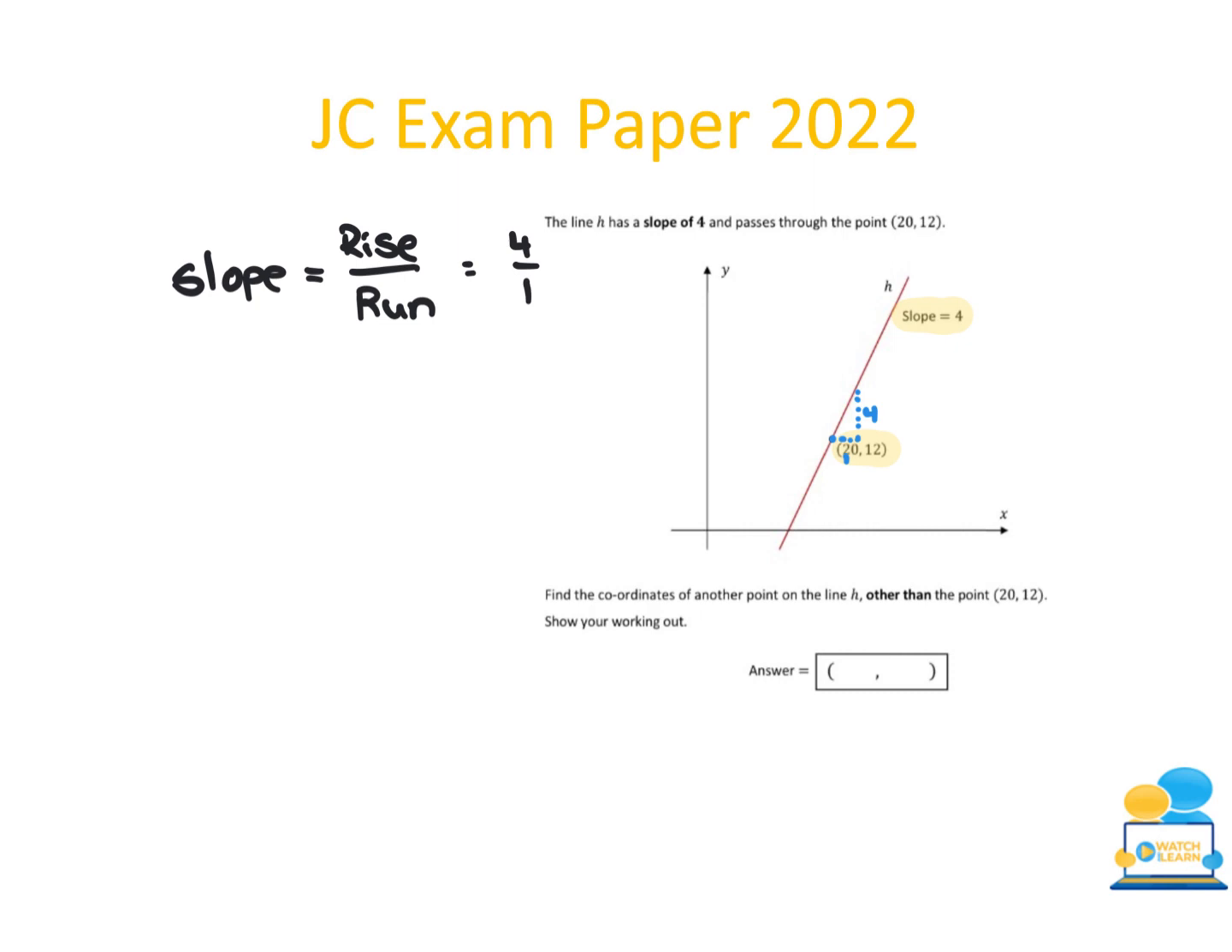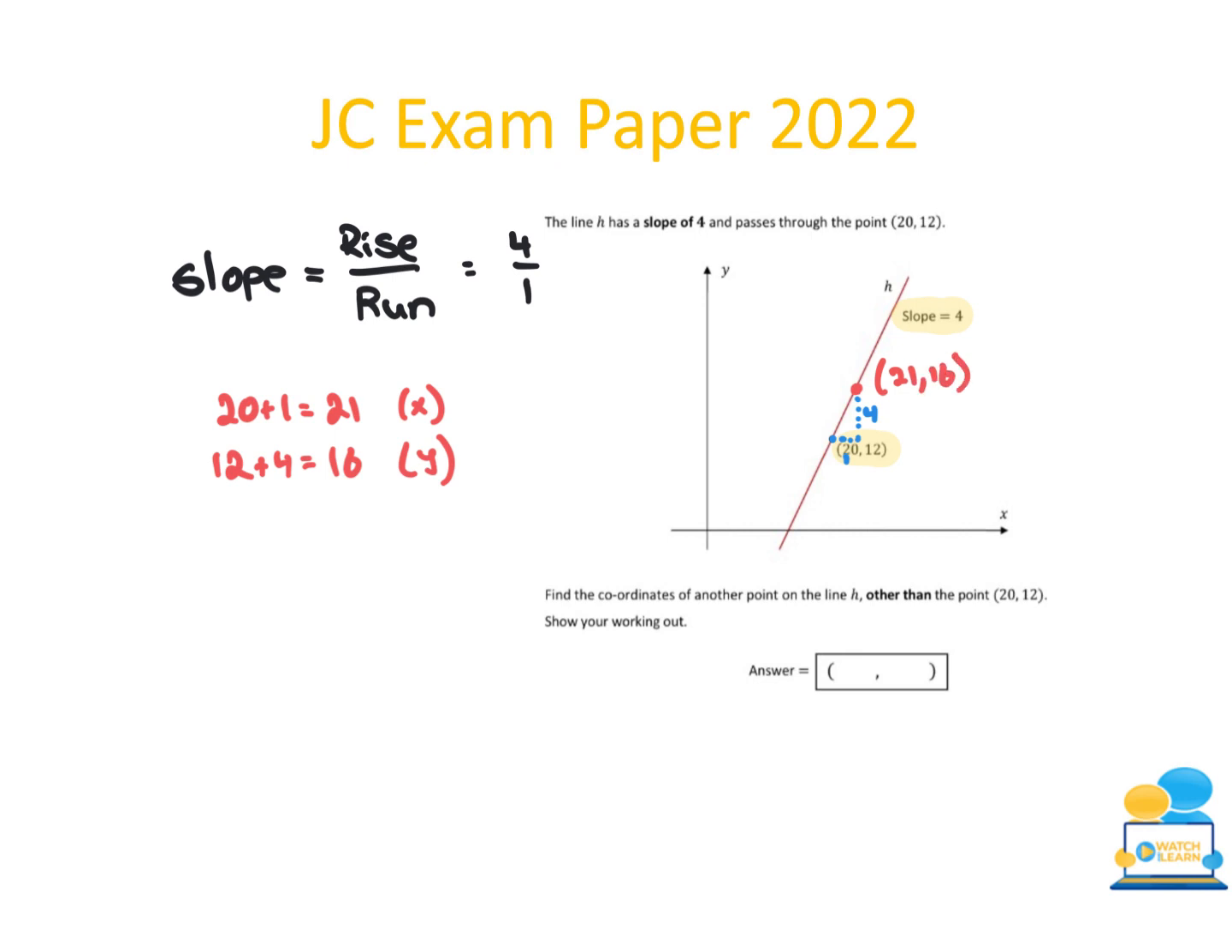So to find this point that I've highlighted here, I'm going to add 1 onto 20, which means the point will be 21 on the x-axis. And I'm going to move up 4 units on the y-axis. So I was at 12 on the y-axis, and 4 up from 12 gives me 16. So that is the y value of this point. So another point on this line H is the point (21, 16).